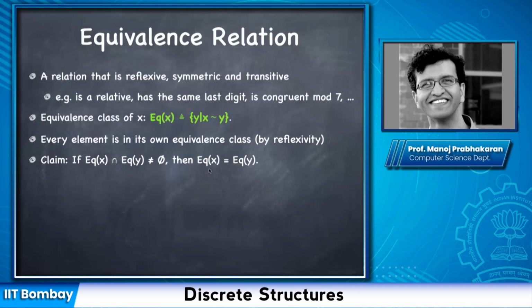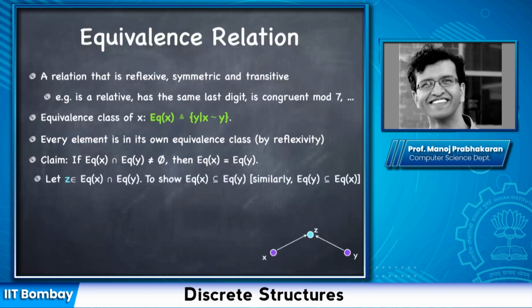Okay, so let me prove this. It's actually pretty simple. What do I want to prove? Suppose there are some x and y such that their equivalence classes have a non-empty intersection. Pick any such x and y, and since they have a non-empty intersection, I can pick some element in it. Let me say that element is z. So z is in the equivalence class of x and z is in the equivalence class of y, meaning z is related to x and z is related to y. That's why z is in the respective equivalence classes.